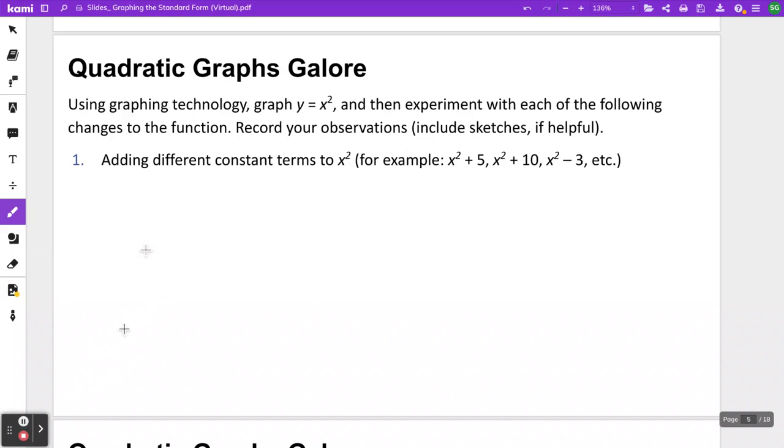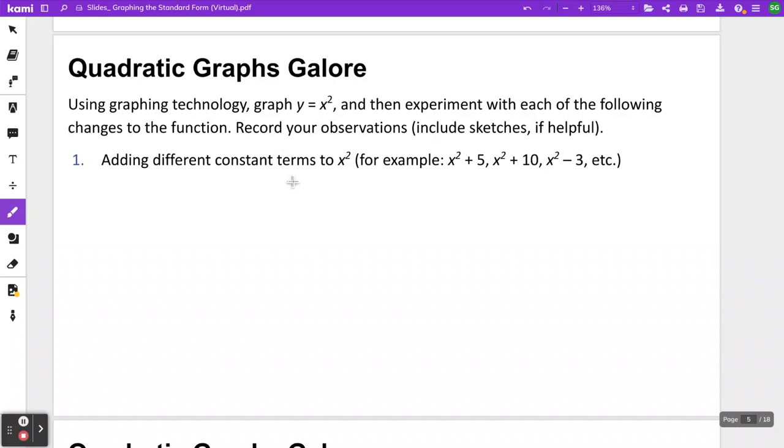For the first part of this lesson, which we're calling Quadratic Graphs Galore, we are going to use graphing technology, specifically this website called Desmos, to help us graph these quadratics. We're going to start off with the graph of y equals x squared. That is the simplest quadratic graph you can see. We said all quadratic equations have x squared, and most of the ones we've been looking at have other terms, but just y equals x squared, that's the most basic quadratic, and we're going to use that as our starting point.